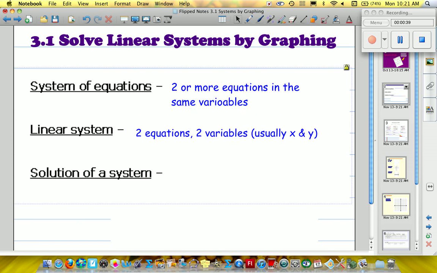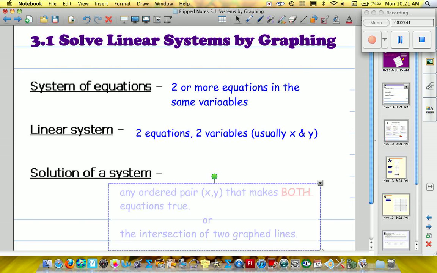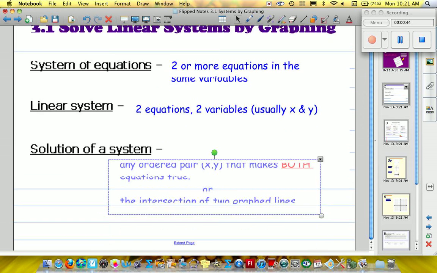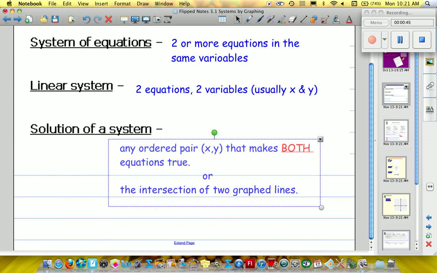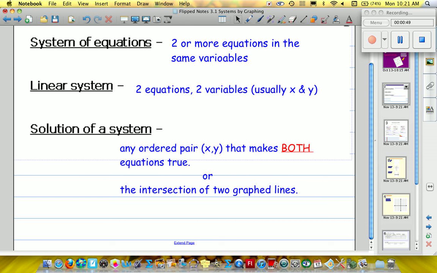A solution to the system, what you can think of, is the ordered pair (x, y) that makes both equations true, and it has to be true for both, not just one. Or if we're thinking graphically, it's the intersection of the graphs of the two lines, of the two equations.